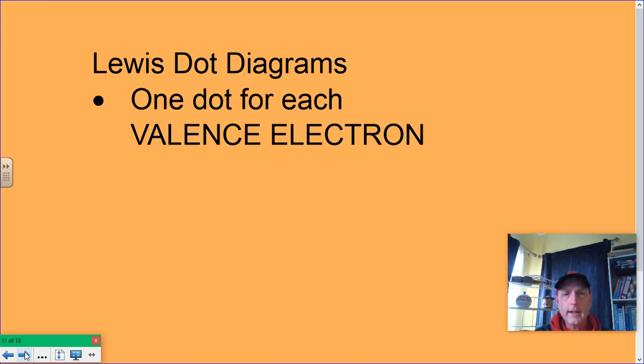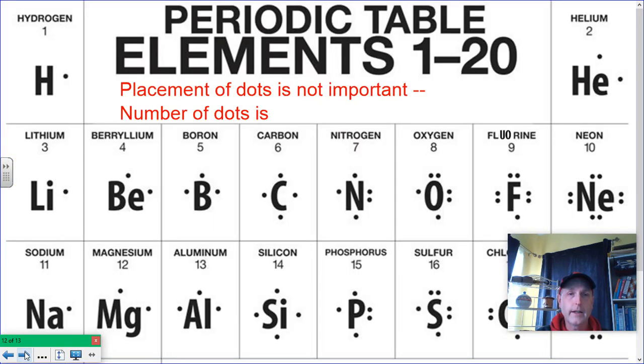We looked at Lewis dot diagrams briefly the other day. Basically just 1 dot for each valence electron. Here are the Lewis dot diagrams for the first 18 elements. You can only see 18 of them at a time here.